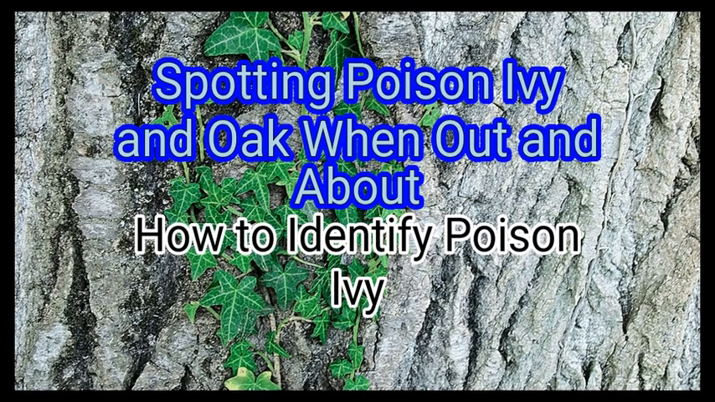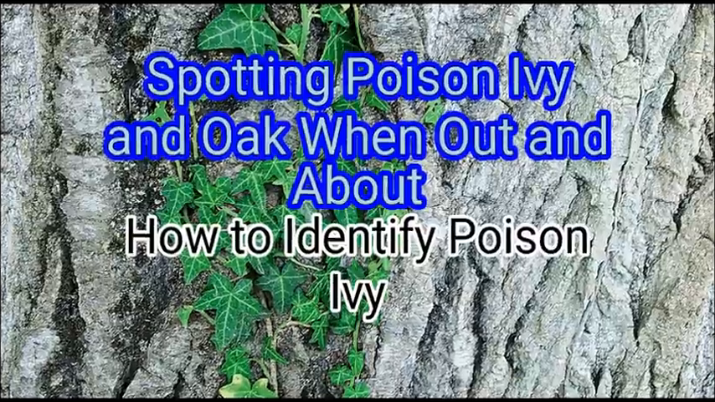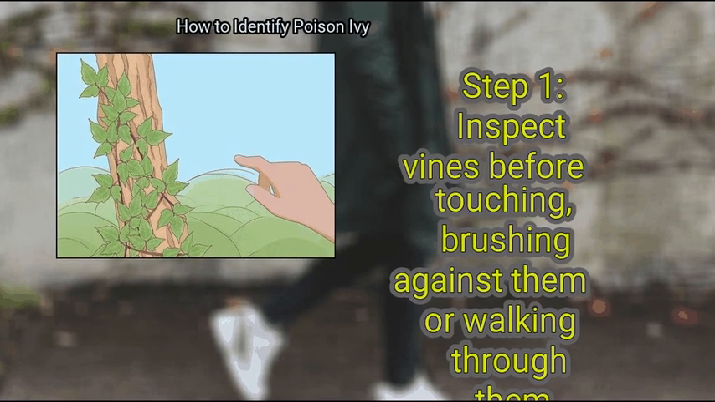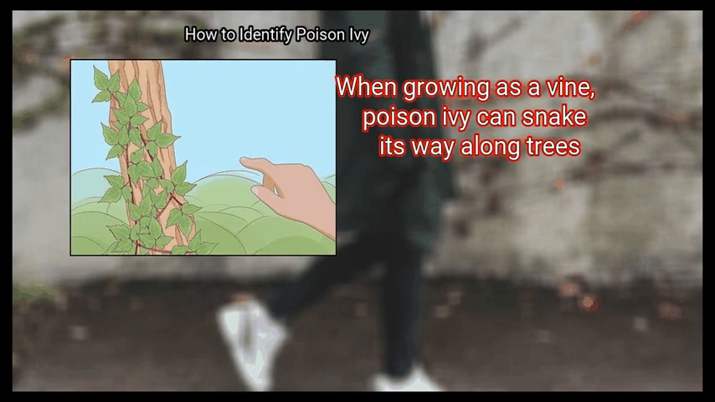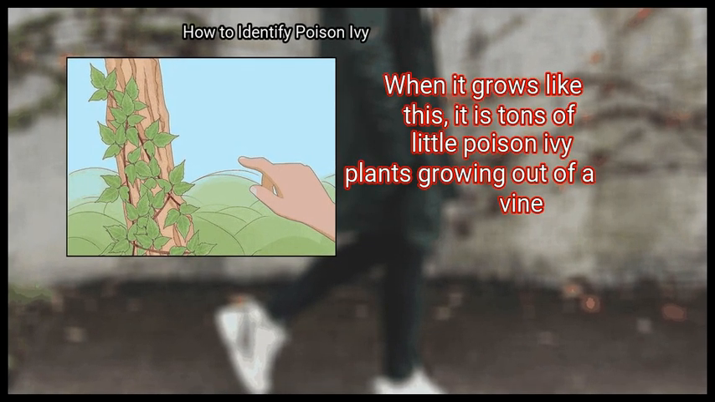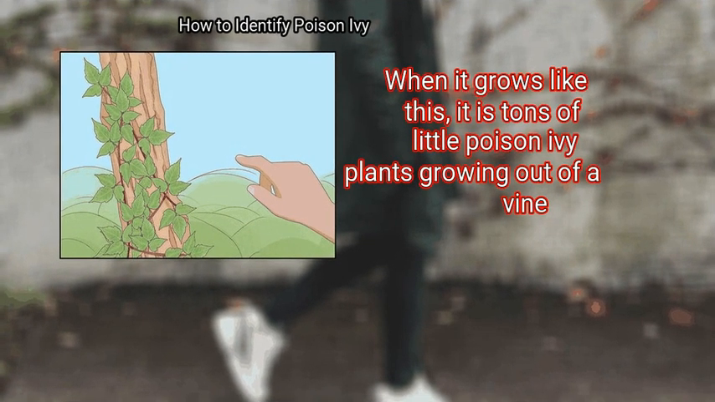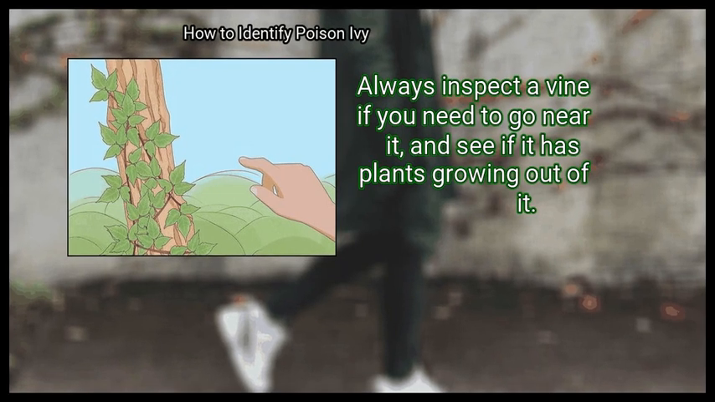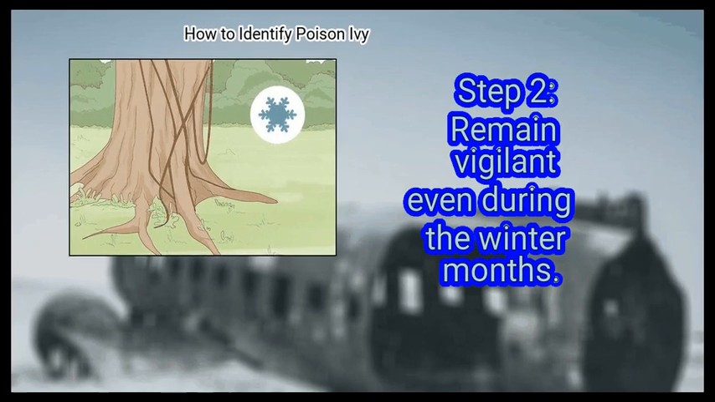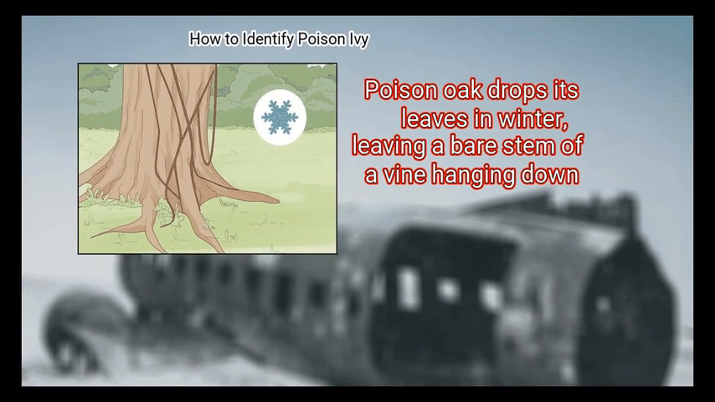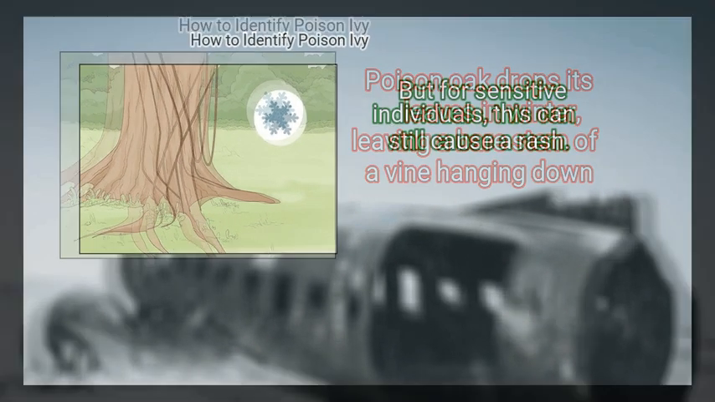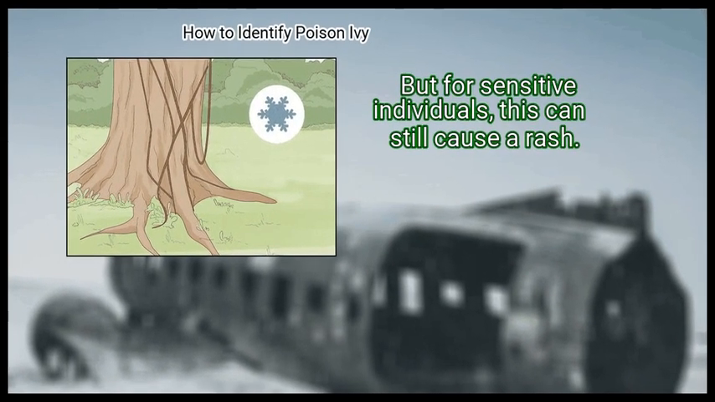Method 2. Spotting poison ivy and oak when out and about. First, inspect vines before touching, brushing against them or walking through them. When growing as a vine, poison ivy can snake its way along trees. When it grows like this, it is tons of little poison ivy plants growing out of a vine. Always inspect a vine if you need to go near it, and see if it has plants growing out of it. Finally, remain vigilant even during the winter months. Poison oak drops its leaves in winter, leaving a bare stem of a vine hanging down. But for sensitive individuals, this can still cause a rash.